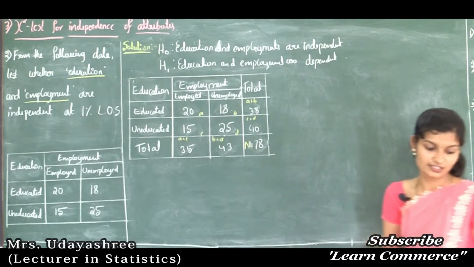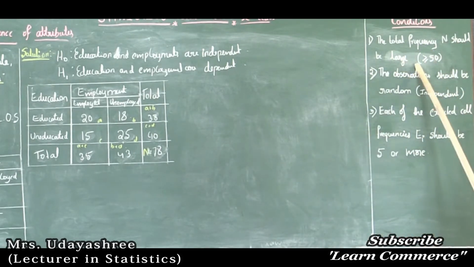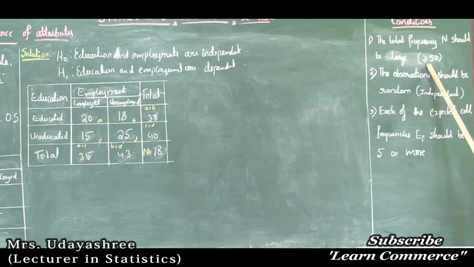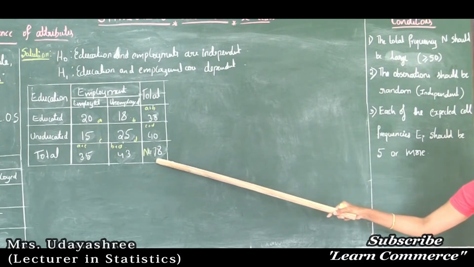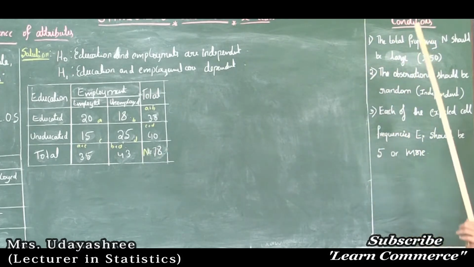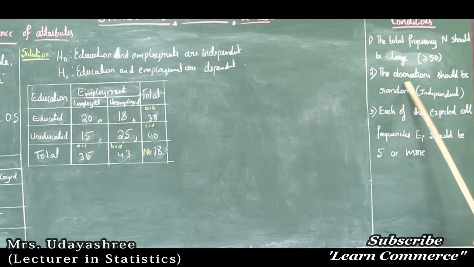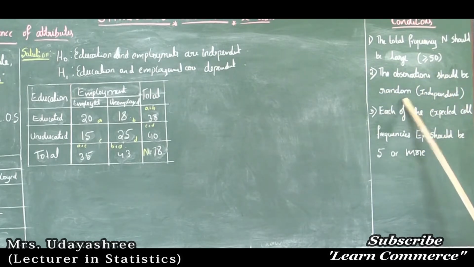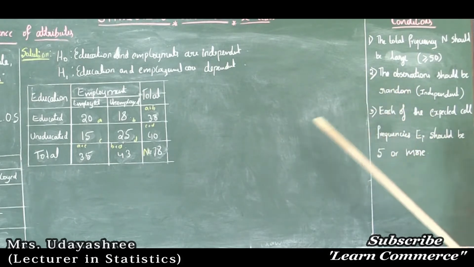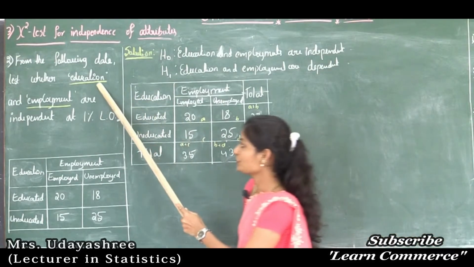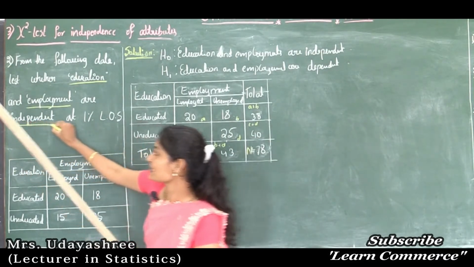Now the first condition: the total frequency N should be large, in the sense it should be greater than 50. Here capital N is 78, so we can say N is greater than 50. The second condition: the observations should be random or independent, which is given in the question, that education and employment are independent. So the second condition is also satisfied.